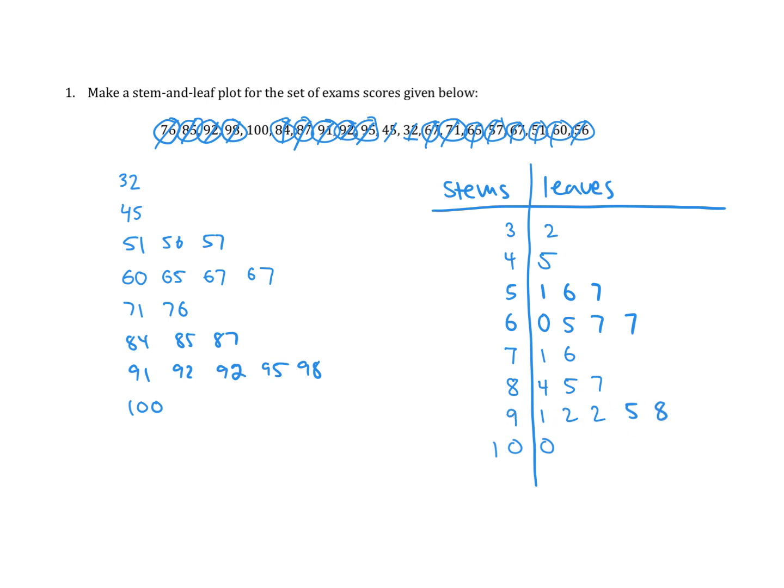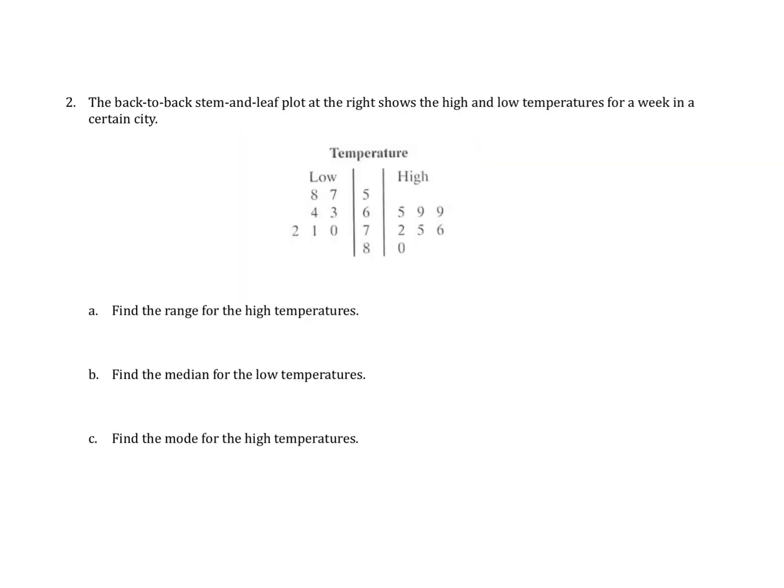If these are exam scores, there's quite a few A's, a lot in the 90s. But I also have a lot of D's and quite a few F's as well. So again, it gives us an idea how the data is distributed. And we need to not only be able to create a stem and leaf plot, we also need to analyze them. Here's an example of a back-to-back stem and leaf plot where this actually represents 2 sets of data.